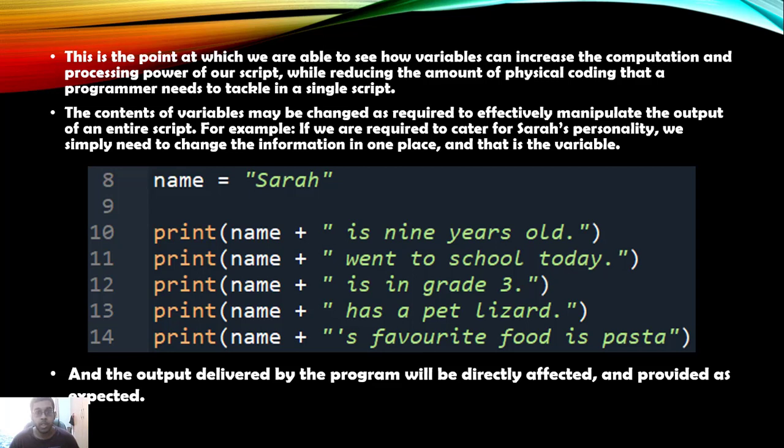name = "Sarah". print(name + " is 9 years old"). print(name + " went to school today"). print(name + " is in grade 3"). print(name + " has a pet lizard"). print(name + "'s favorite food is pasta"). And the output delivered by the program will be directly affected and provided as expected.